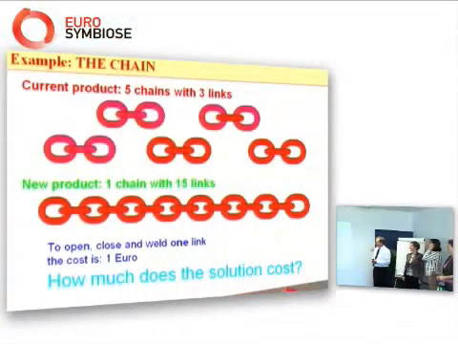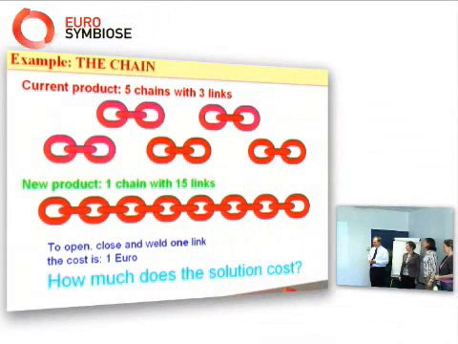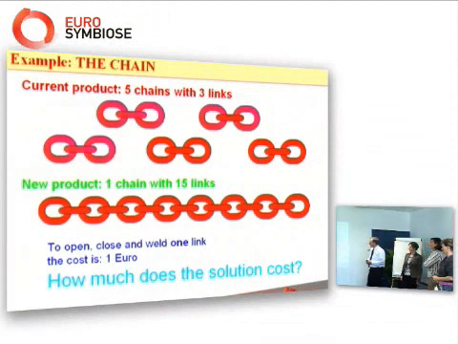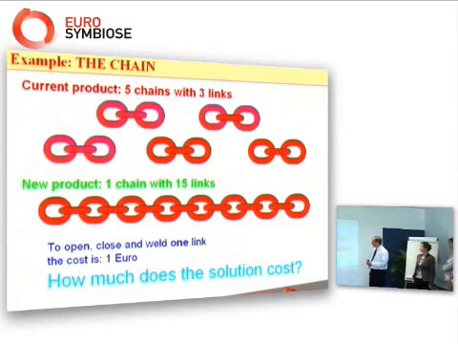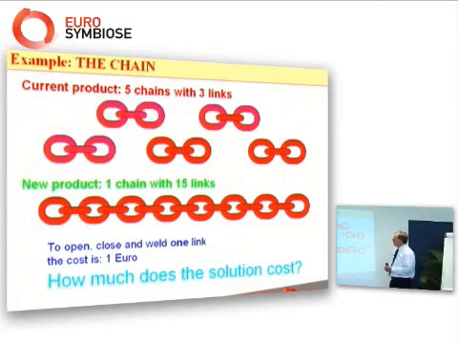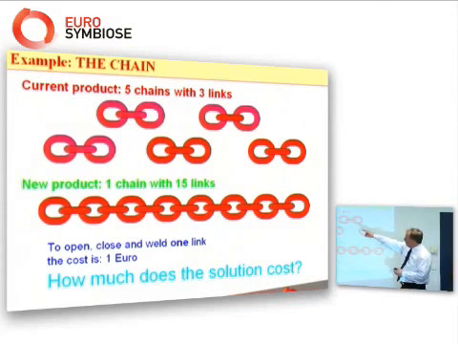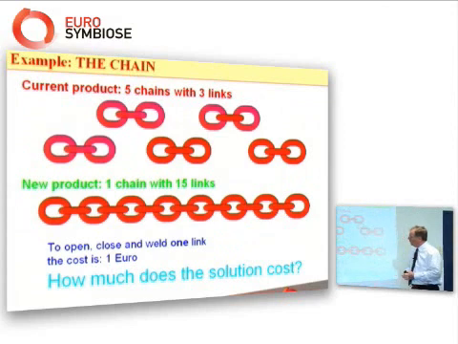This is a problem. We have to manufacture a chain which is composed of 15 links. Il va falloir fabriquer une chaîne composée de 15 maillons. We start with 5 sub-assemblies of 3 links, and to join the links together, each operation costs €1. Chaque opération de soudure et coupure d'une chaîne coûte €1.